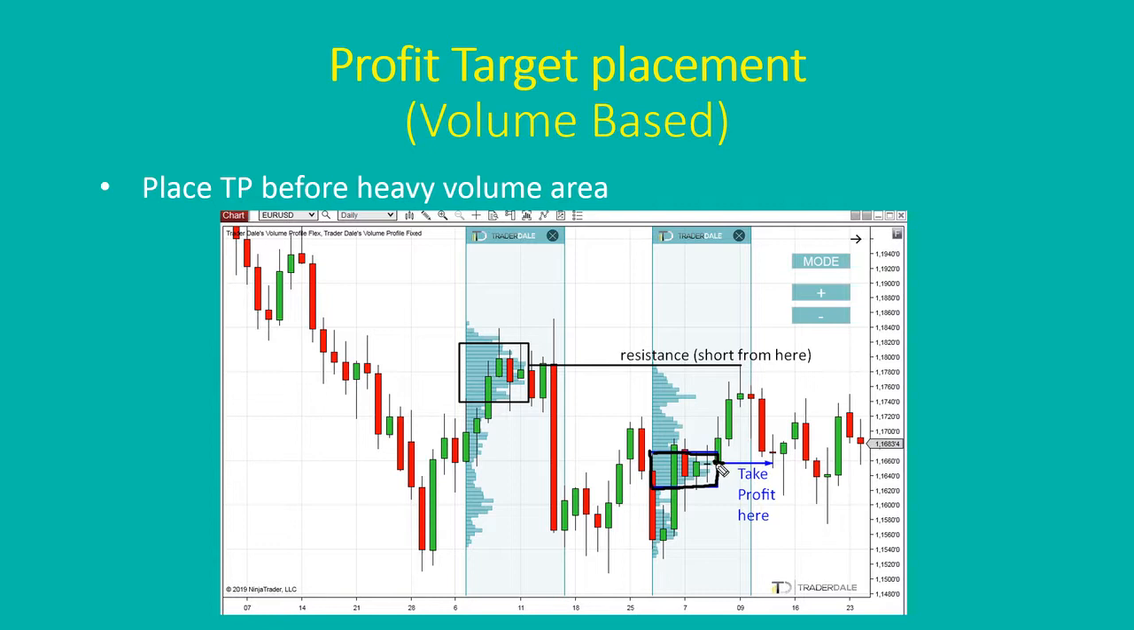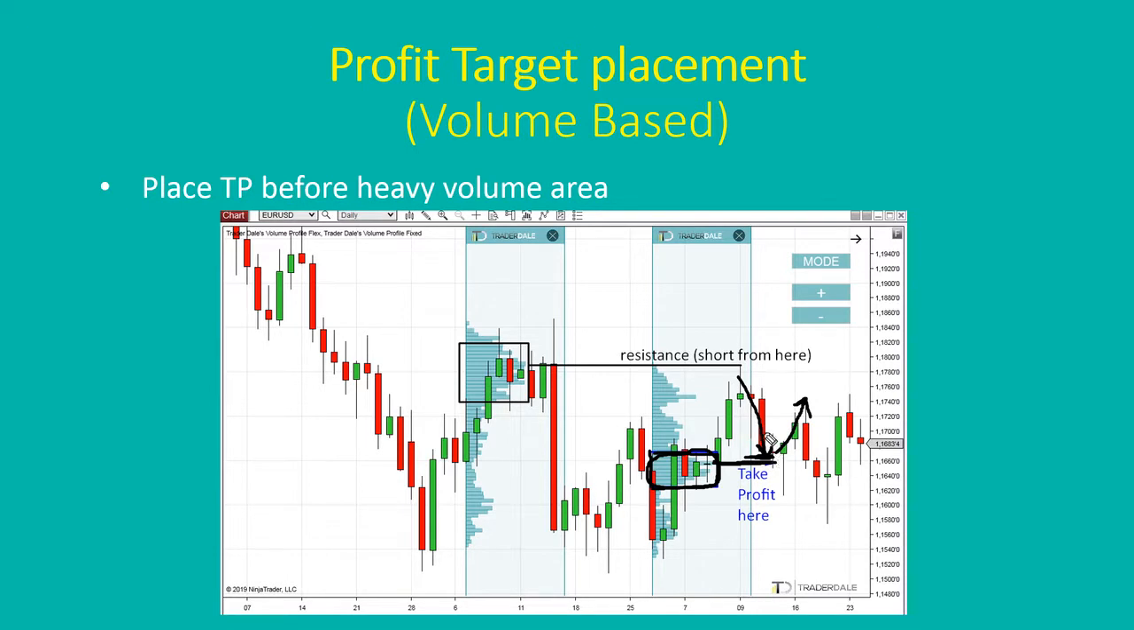So heaviest volumes of this volume cluster are right there. So few pips before that, you quit your swing short. Somewhere in here. Alright, because heavy volumes could work as a strong support or resistance zone, in this case strong support, and this could potentially turn the price against you, and you don't really want to risk that, so it's best to quit your trade before that. Alright, so this is how you can determine where to take your profit based on volumes.